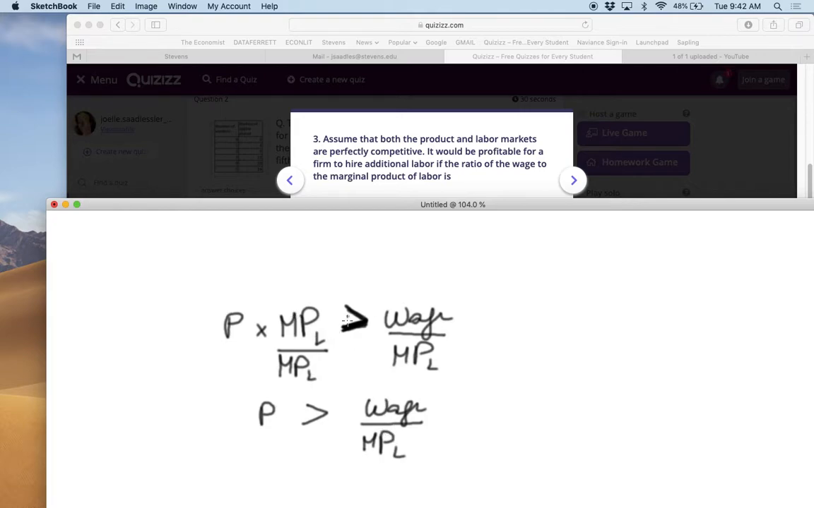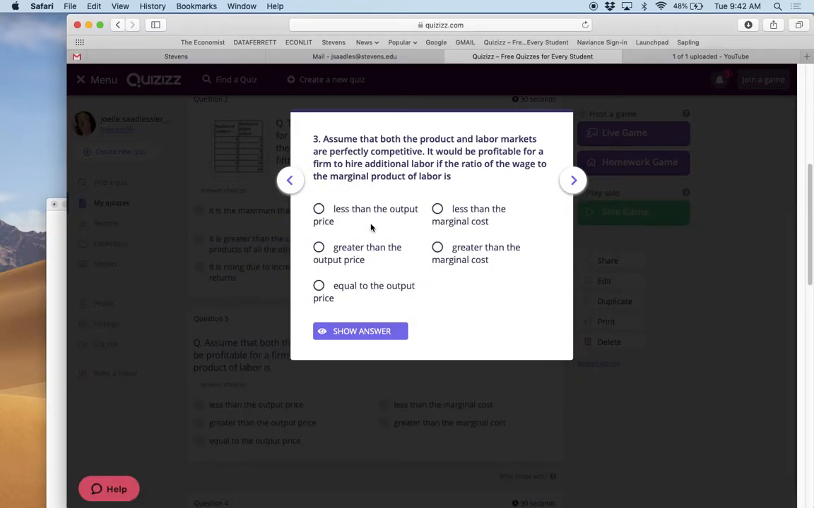Remember, when you have an inequality, you can treat it just like an equal sign. It's just that whenever you're dividing by a positive number, it stays the same. But if you're dividing by a negative number, you have to flip the inequality. In this case, the marginal product of labor is positive. So another way of writing this condition is that the ratio of the wage to the marginal product of labor is less than the output price. There you go.